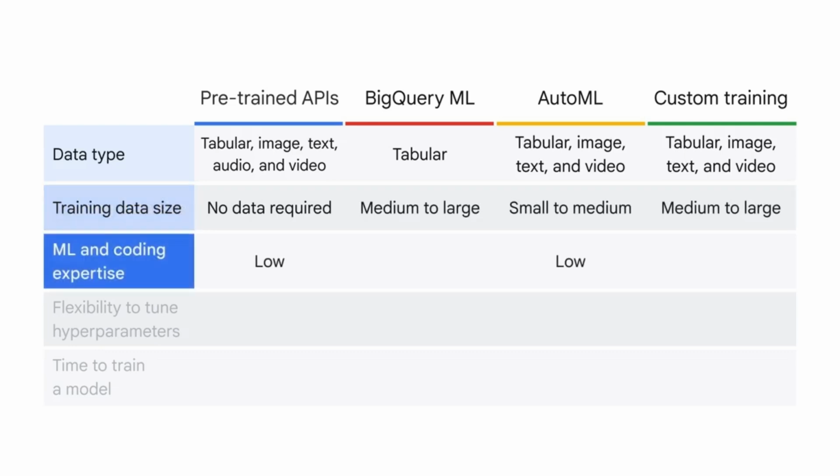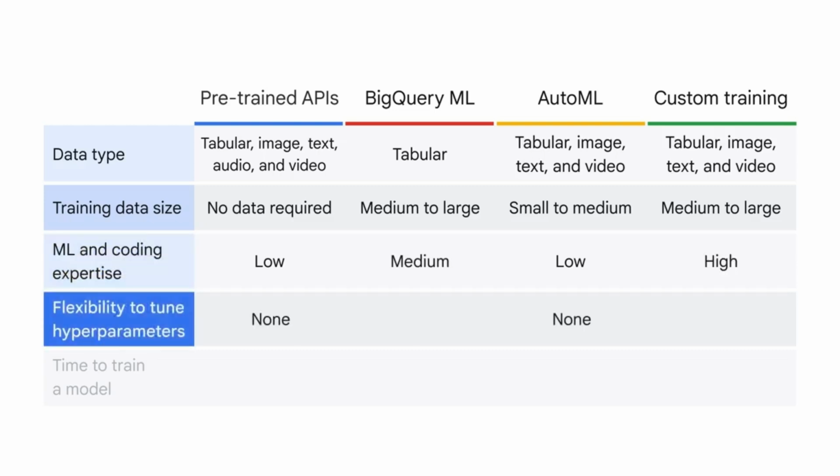Pre-trained APIs and AutoML are user-friendly with low requirements for machine learning and coding expertise, whereas custom training has the highest requirement, and BigQuery ML requires you to understand SQL. At the moment, you can't tune the hyperparameters with pre-trained APIs or AutoML. However, you can experiment with hyperparameters by using BigQuery ML and custom training.